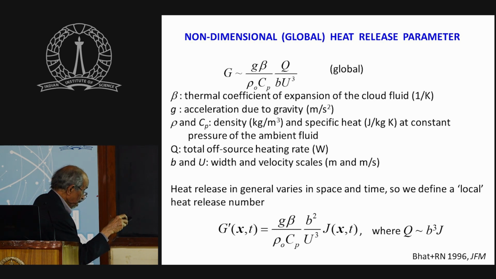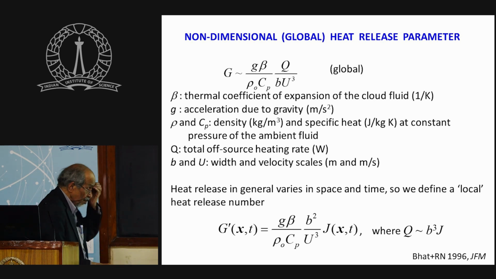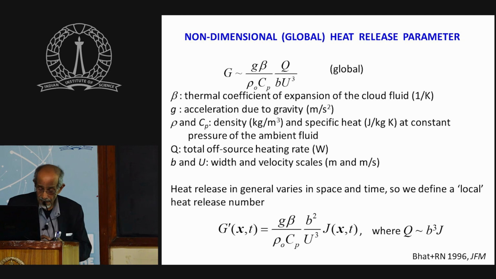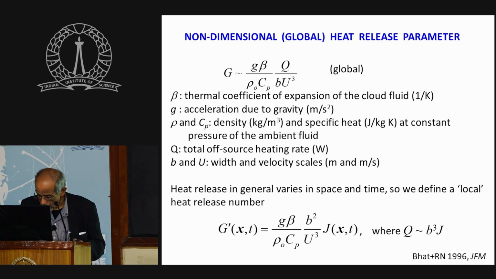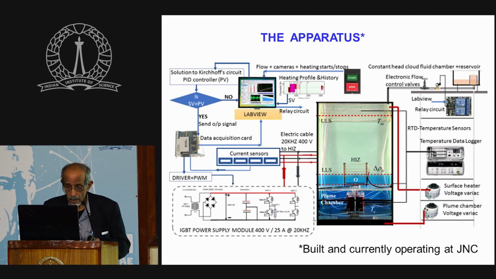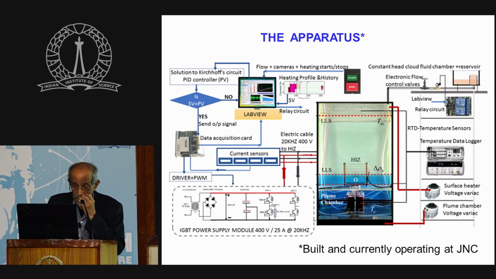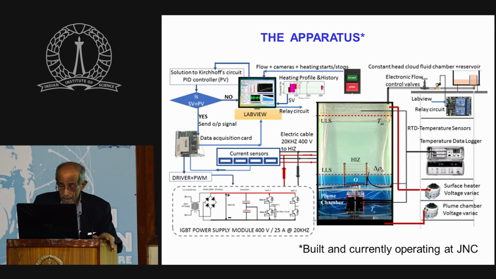It's global. You can also make a local version of it, which depends on space and time, with a function called J here, where J is actually Q per unit volume, heat put in per unit volume. So if we can get the same G in the lab as in the clouds, we must have something like what happens in clouds. Now this is the apparatus that we now have, currently built and operating at the Jawaharlal Nehru Center. That thing was done here at the Center for Atmospheric Sciences.